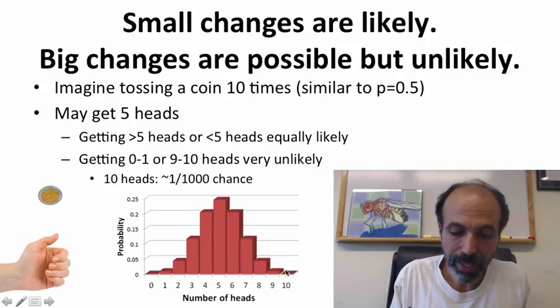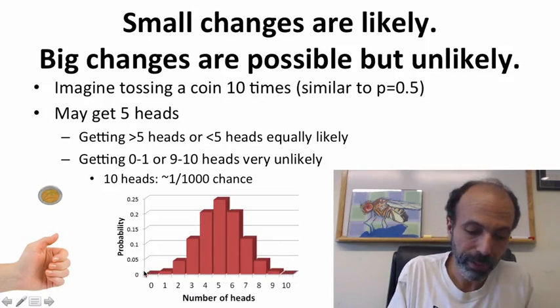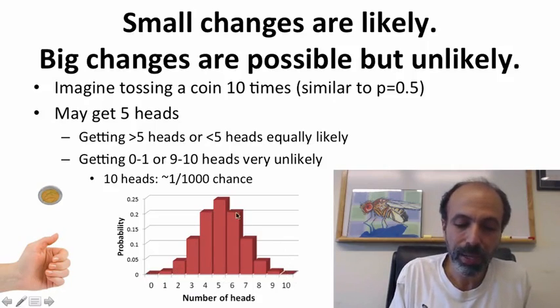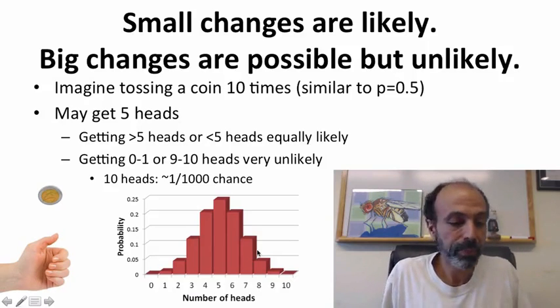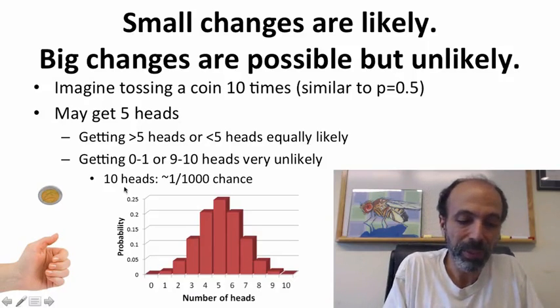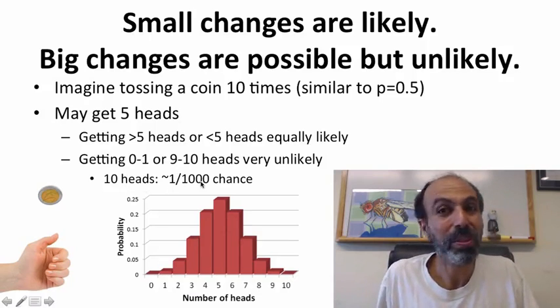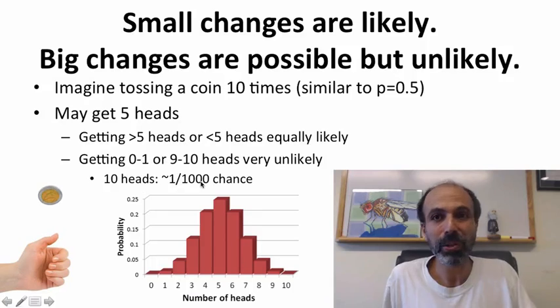Your probability of having 10 heads is extremely low. Probability of having 0 heads is extremely low, but you're about equally likely to have slightly more or slightly less than 5 heads when you toss the coin. Okay? In fact, the probability of getting 10 heads is about 1 in 1,000. It's very unlikely, unless it's a weighted coin.